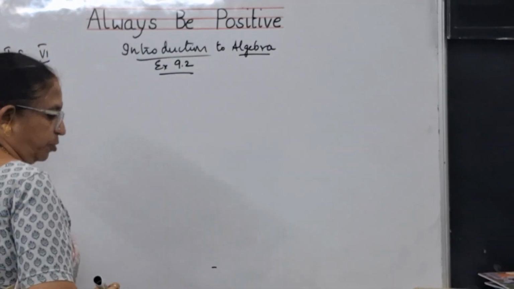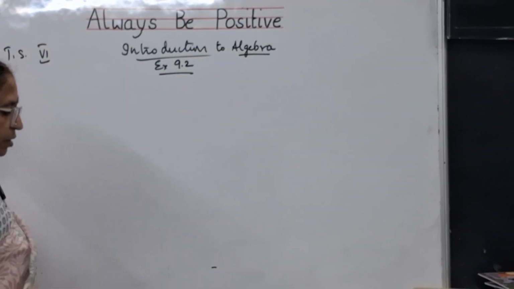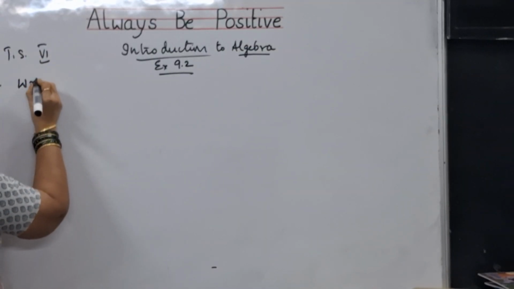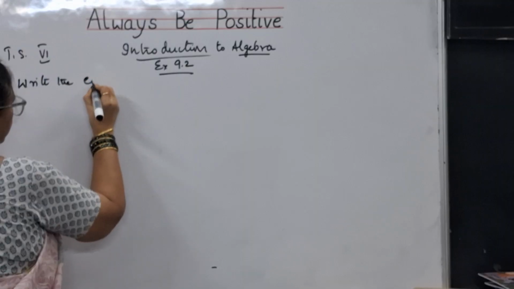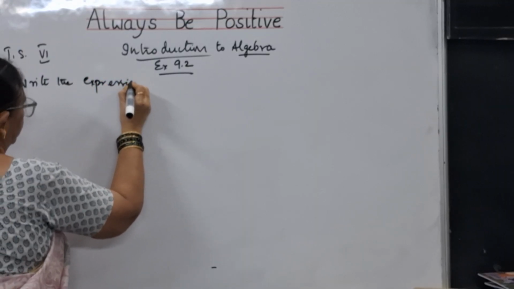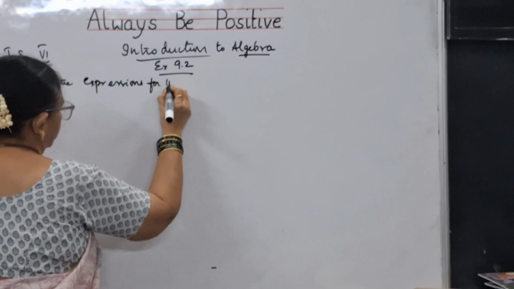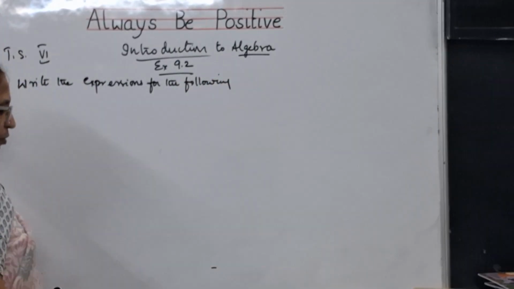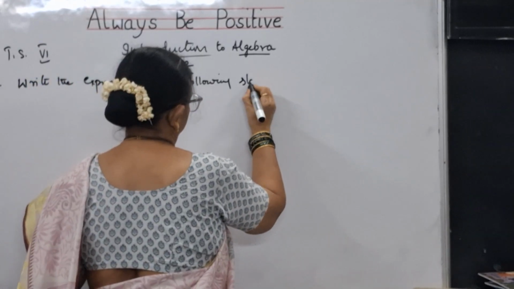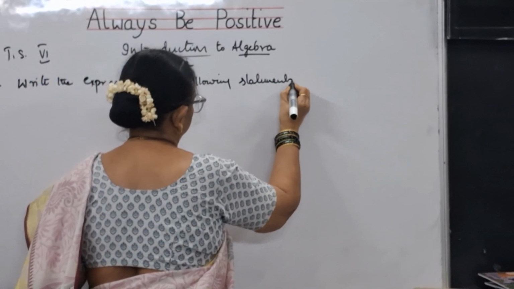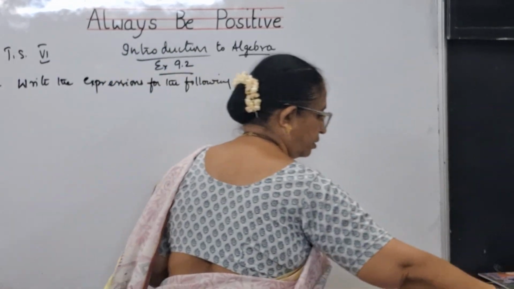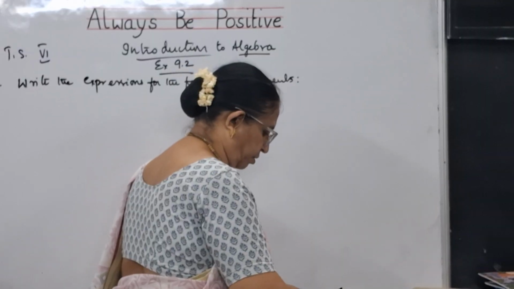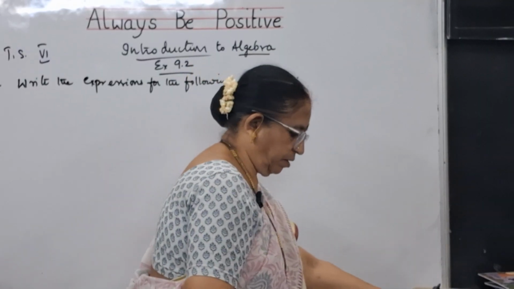Exercise 9.2. First one, write the expressions for the following statements. So, what are the expressions that you are going to write for the statements given? So, let us see one by one.